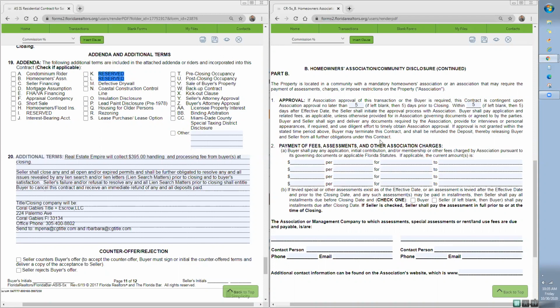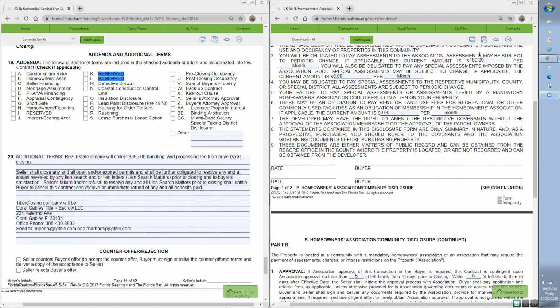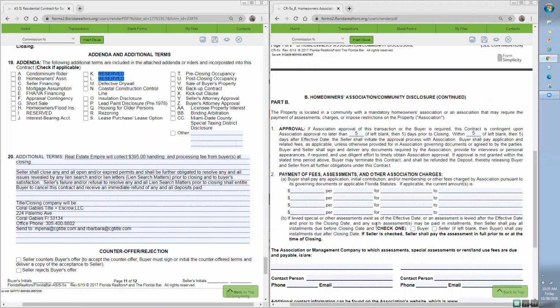Now, number 2 is a little different because a homeowners association has separate fees, right? There's an application fee that needs to be paid. So this is going to say payment of fees, assessments, and other association charges. Other association charges, correct? It's not the actual monthly fee. The monthly fee we've already placed in this area. So here we're going to put whatever fees are additional. What is an additional fee for an association? A lot of times it could be the actual application fee.